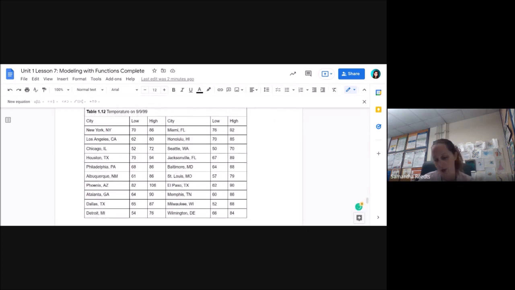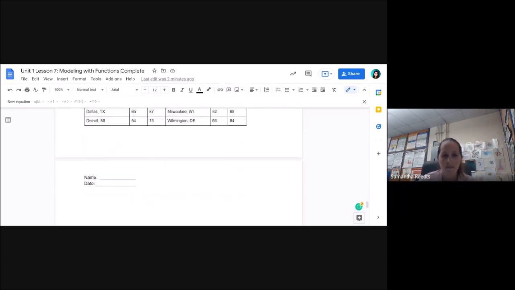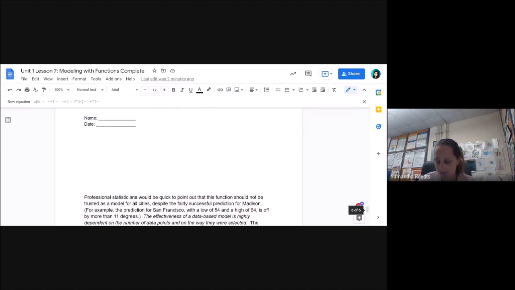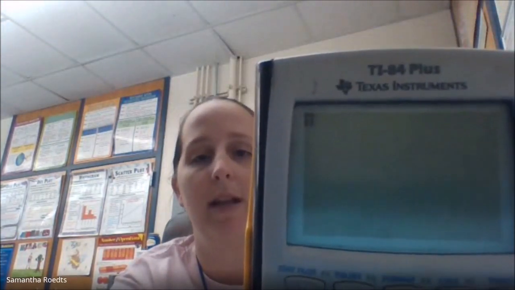Okay, so here's all my functions. All right, so first off, I want to graph these points. So I'm going to get my calculator. This one's not in Spanish this time, just so we know. Okay, so you're going to hit the blue button, which is the second button, and then the stat button right here.